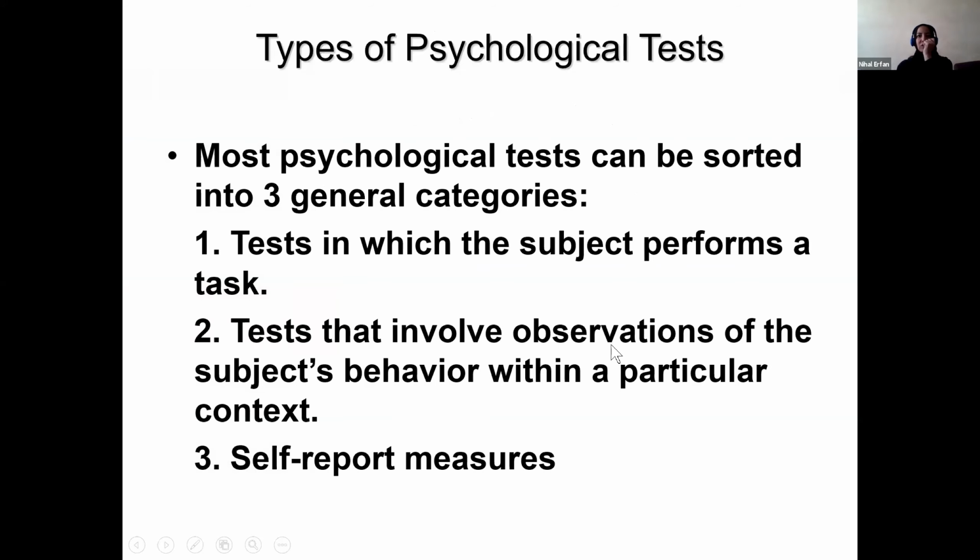So I believe we got to this point here, which is types of psychological tests. And so there are three categories. Types of tests where the subject performs a task, so you ask them to do something. Those tests that involve observation of behavior, obviously within a particular context, usually using some kind of tool. And then you have self-report measures, which are like checklists.